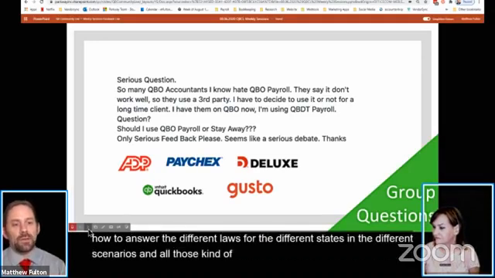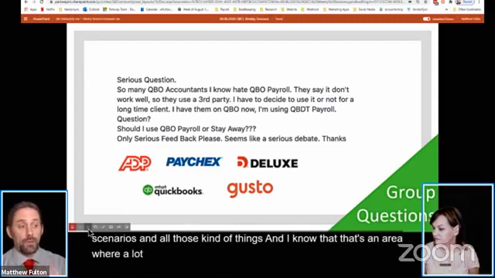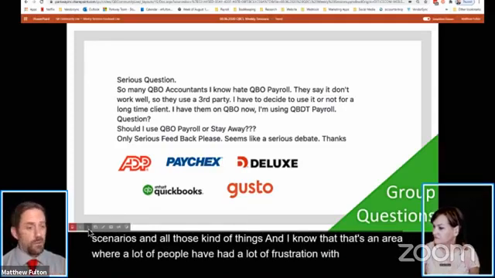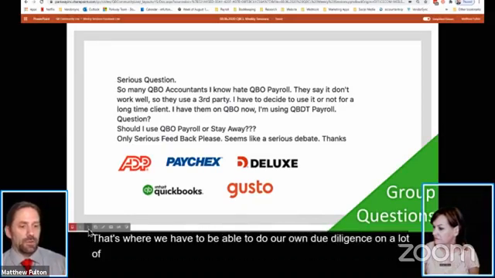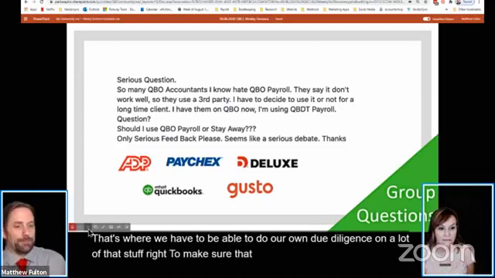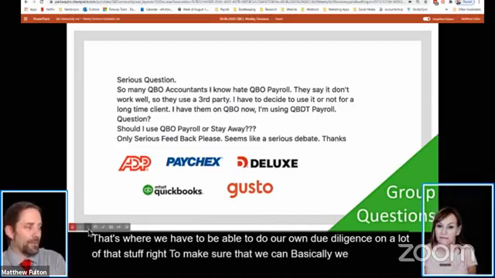I know that's an area where a lot of people have had a lot of frustration with different payroll companies, whether it's QBO or otherwise. That's where we have to be able to do our own due diligence on a lot of that stuff, right? To make sure that we can help our client the best way possible.